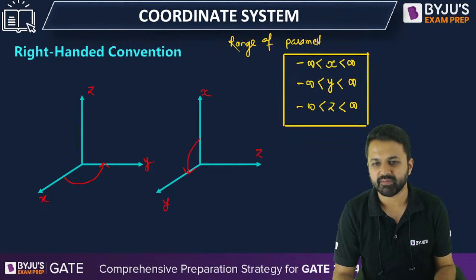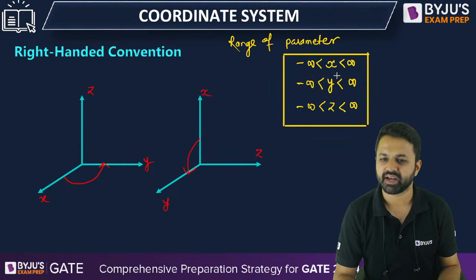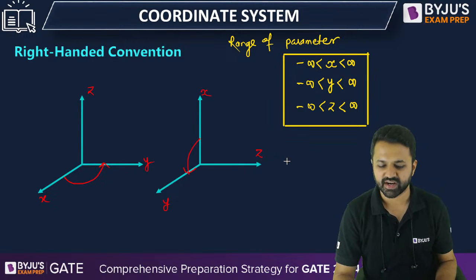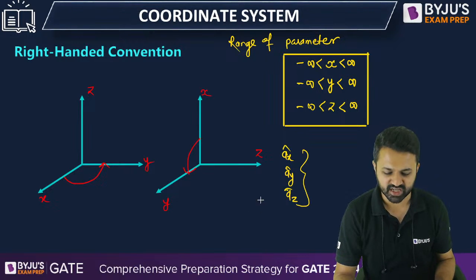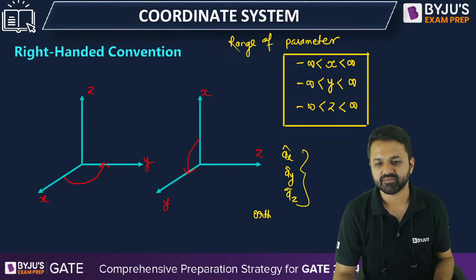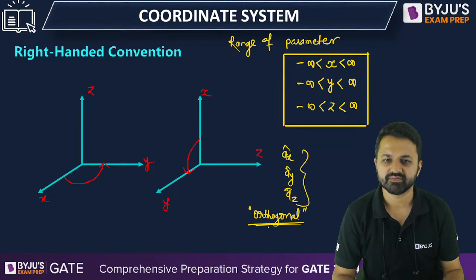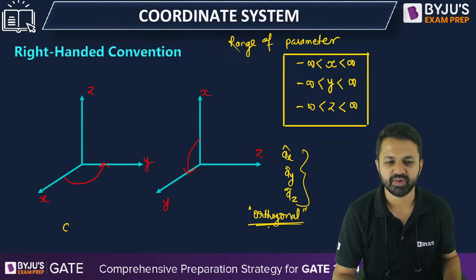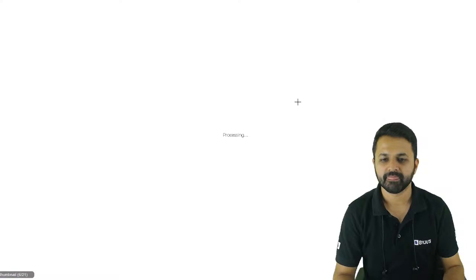So what are the three parameters we have in the Cartesian coordinate system? We have the three parameters x, y, and z. What are the unit vectors we have? The unit vectors are ax, ay, and az. And all these three unit vectors are orthogonal in nature. Correct? What do you mean by orthogonal? If you take the dot product between two unit vectors, you will get the value 0, right?